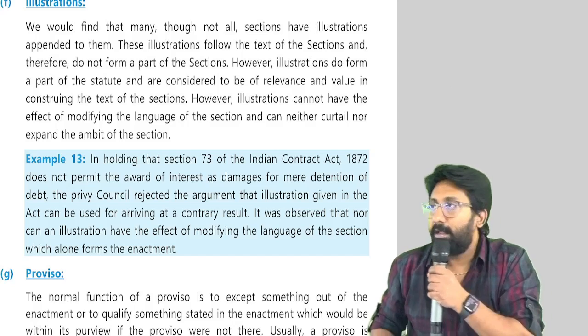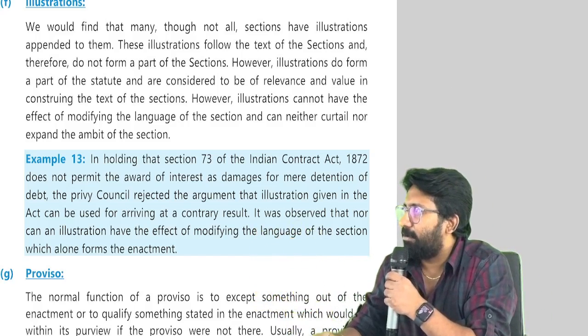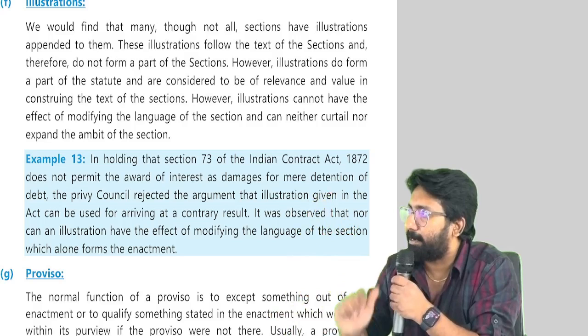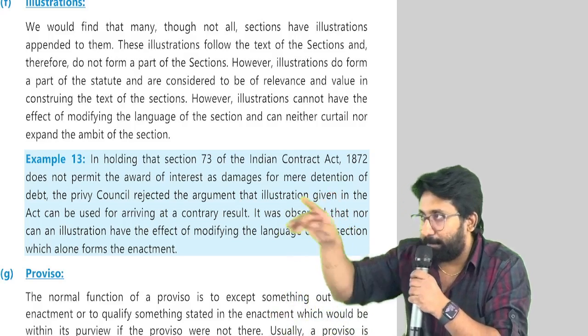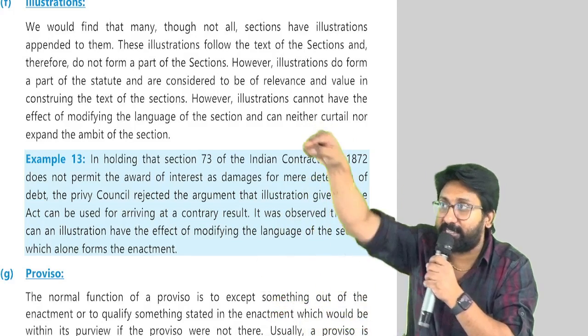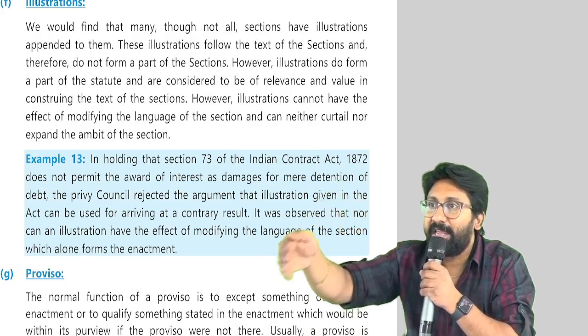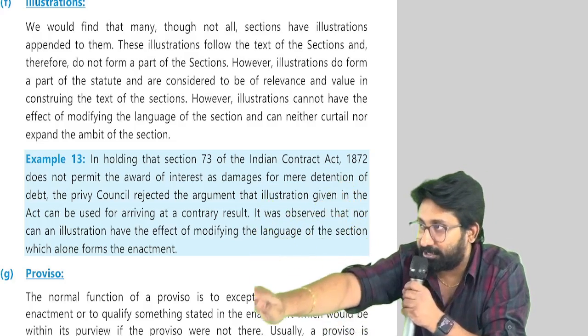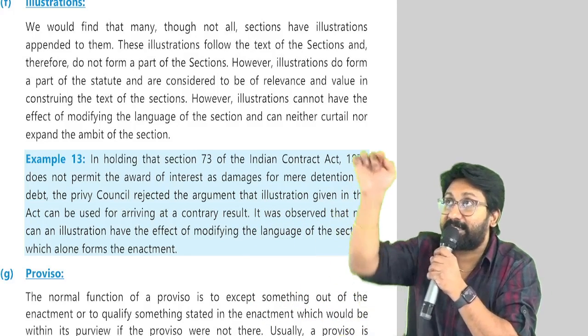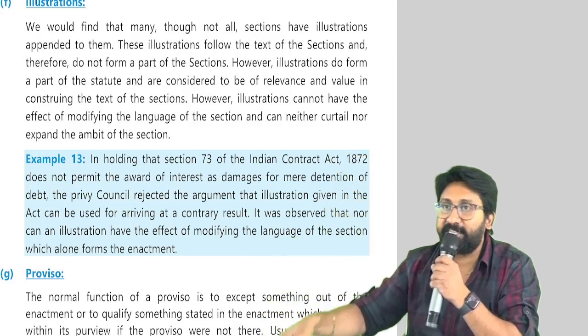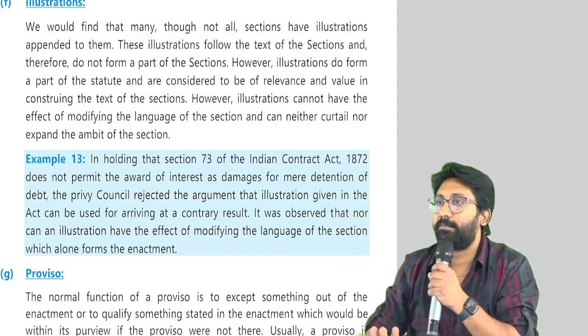Now tell me, you answer me. What is the difference between section and examples? Example is a part of the section. Example helps you to understand the section. That's why illustration became an aid of interpretation. To understand the section, you will read illustration. But illustration is not a form of the section.